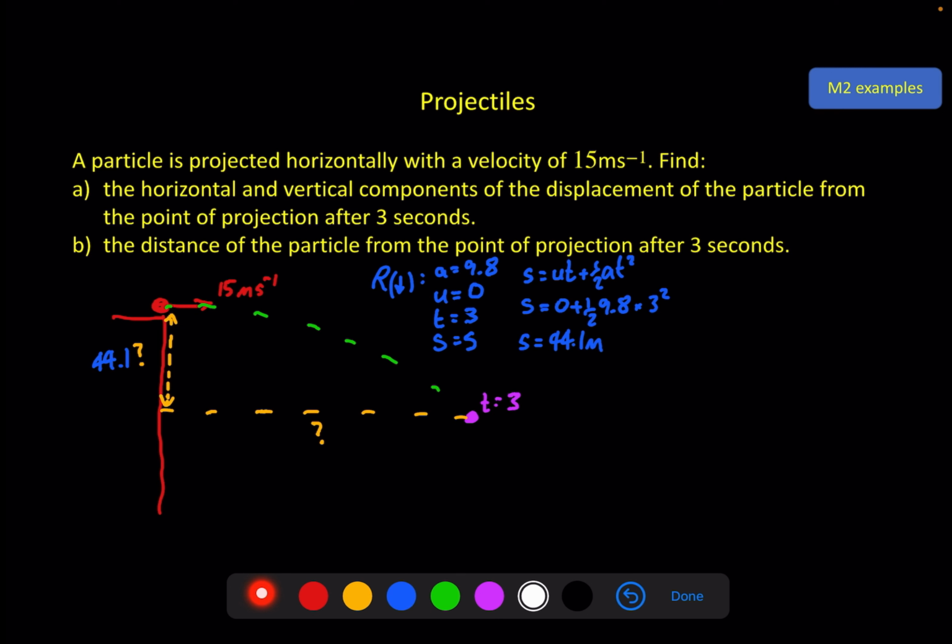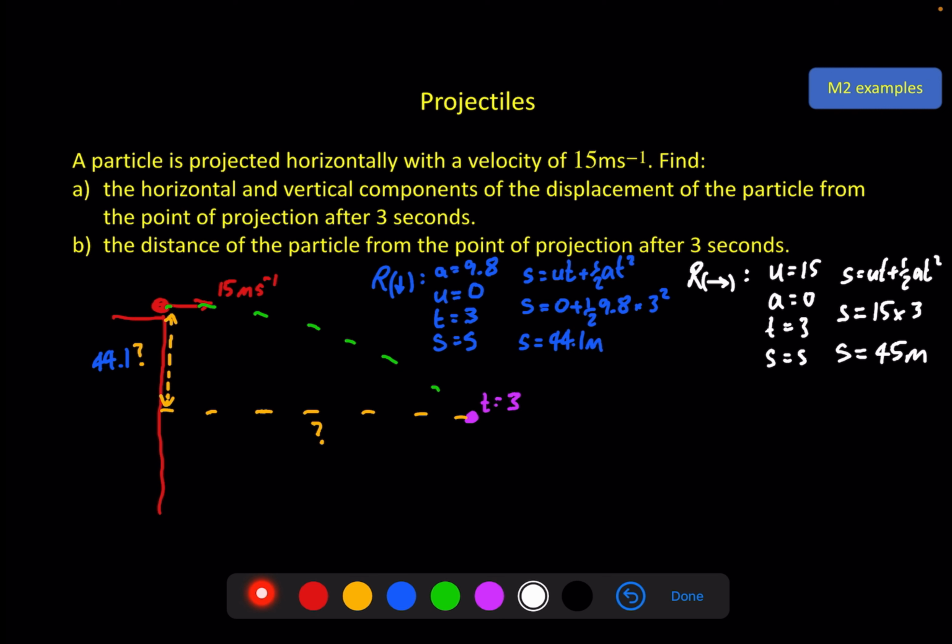Then we have to do it again, but horizontally, and again I'll take the positive direction to be the right direction. So we have u is equal to 15, a is equal to 0, t is still equal to 3, and s is what we want. So we're using, again, s equals ut plus a half at squared, where a half at squared becomes 0. So s is equal to 15 times 3, and that gives us 45 meters.